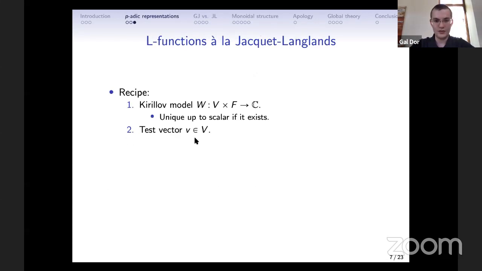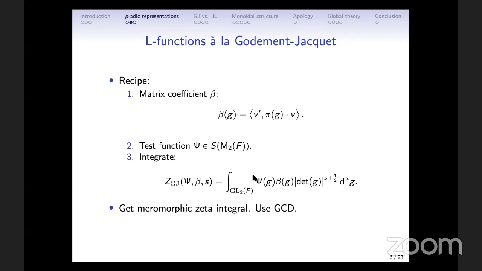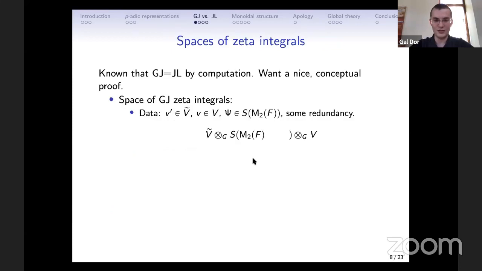So if we go back, then we see that if we multiply v by h, then this corresponds to right translation of beta, which is the same as right translating psi, and similar with left translations. So our input data is not just the tensor product of v and v tilde with this space of test functions, but it's a tensor product over G.